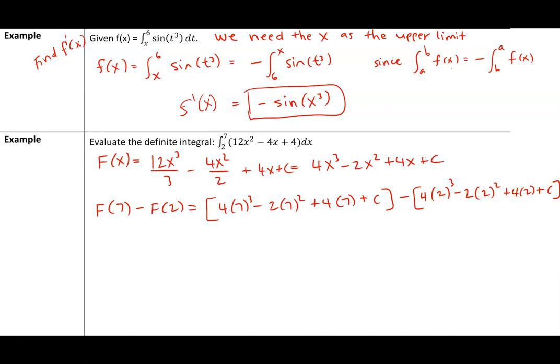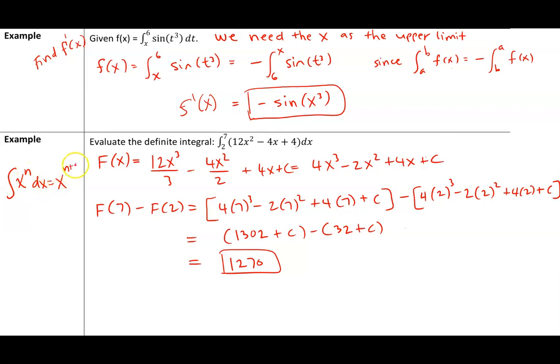I'm not going to bore you guys with the calculation. You can just put it into any calculator you want to, and you'll get that this comes out to be 1302 plus c. This comes out to be 32 plus c, and then the c minus c is going to be 0, so we just have 1302 minus 32, which will give us 1270. Once again, we have the integral of x to the n dx equals x to the n plus 1 over n plus 1, and the integral of a dx is equal to ax.